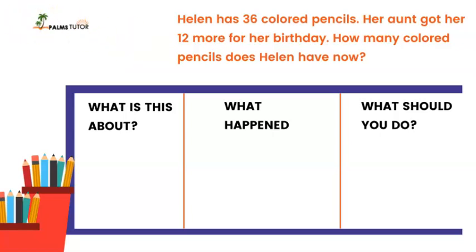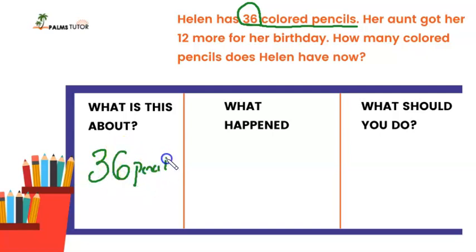Now, Ellen has 36 colored pencils. What is this telling you about? Is it talking to you about Ellen or about her colored pencils? Colored pencils. How many? You're not concerned about the pencils, you're concerned about the number of pencils, right? So she has how many pencils? 36 colored pencils. So we are talking about 36 pencils, isn't it? Okay, let's go to the next sentence. We're done with this. Check.